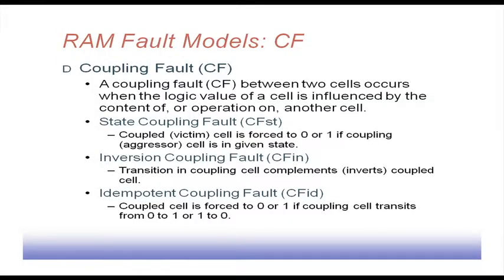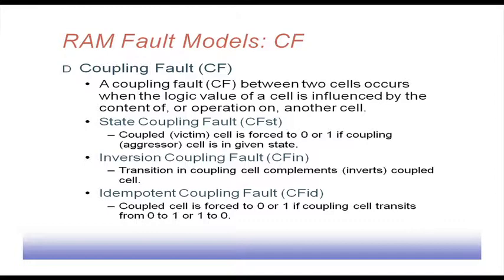Then more interestingly, in RAM we have the coupling fault. These are specific to these memories. A coupling fault between two cells occurs when the logic value of a cell is influenced by the content of, or an operation on, another cell. So, you see that the content of a cell is 0, and that affects the content of one of its neighbors. That is one type of coupling.